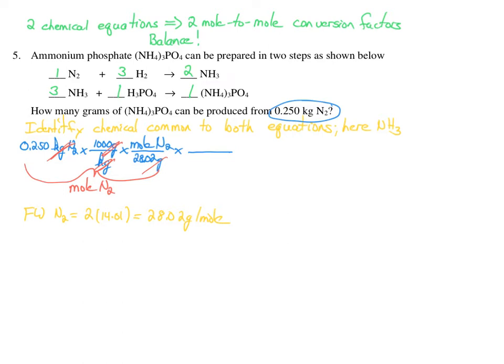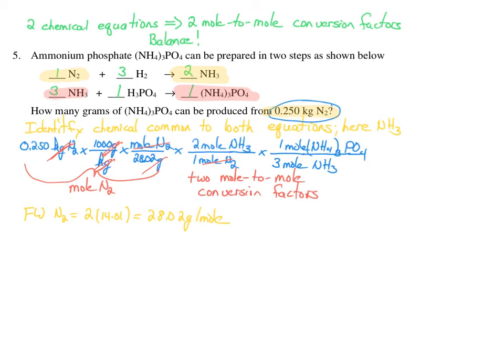The first conversion factor is going to be to convert the chemical we're given to the common chemical. So we're given N2 and we want to convert that to NH3. So we're going to use the coefficients associated with N2 and NH3. So this allows us to convert moles of N2 to moles of NH3. The second mole-to-mole conversion factor will get us from moles of NH3 to the chemical of interest, here ammonium phosphate.